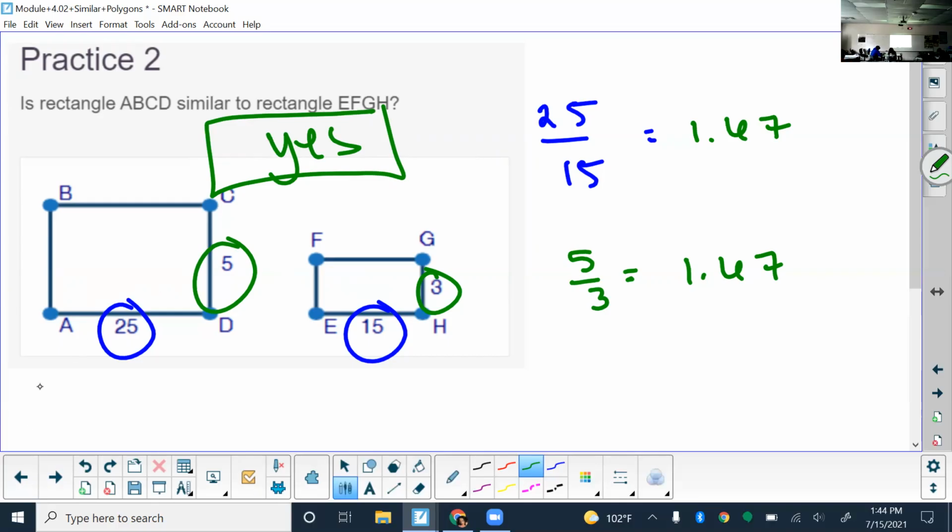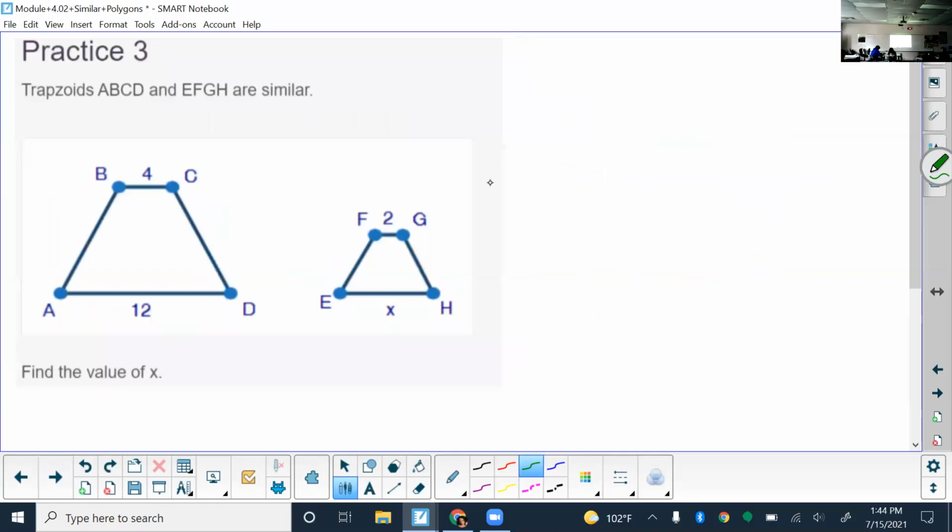All right, next one. Trapezoids A, B, C, D, and E, F, G, H are similar. Find the value of X. So this one I'll have you guys try on your own paper. I'll have you practice setting up the proportion so you can try it versus watching me try it. So take like a minute, answer this one.